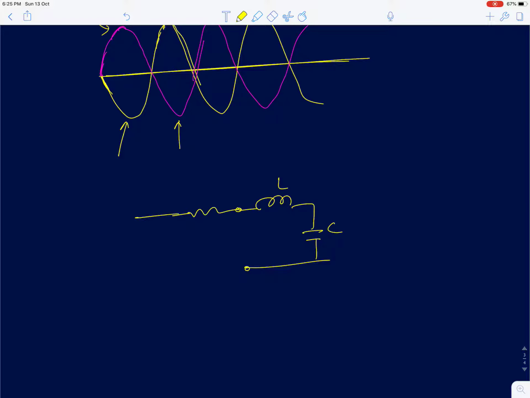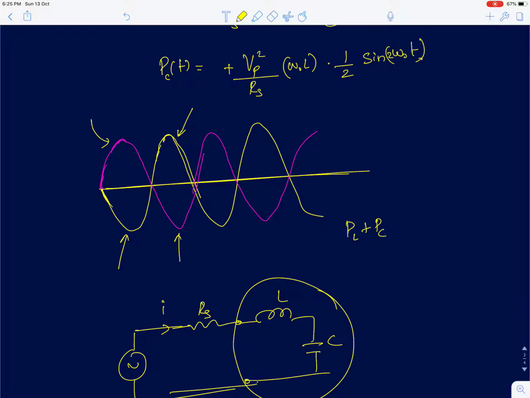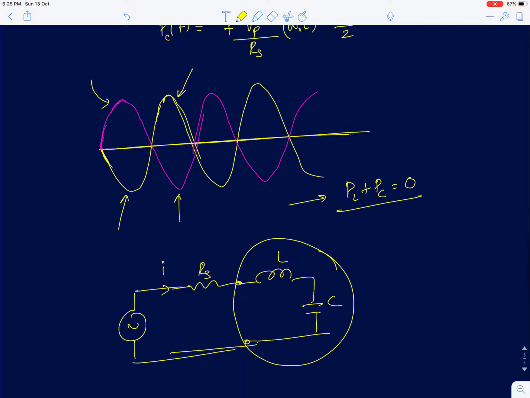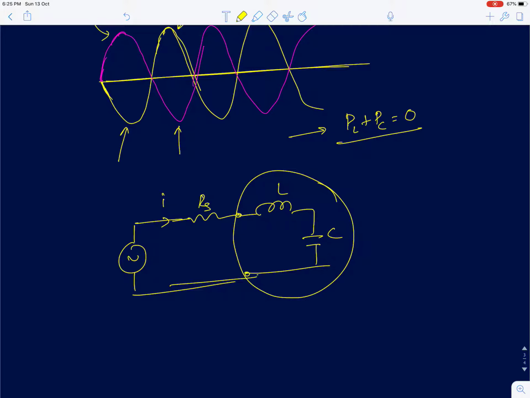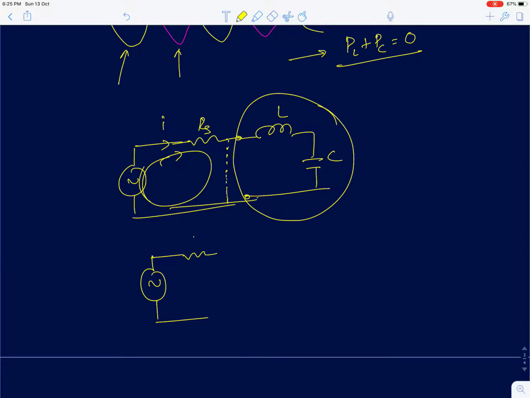As far as the voltage source is concerned, it doesn't have to deliver any power or absorb any power from these elements, because the sum of the two powers, PL plus PC, is simply equal to 0. The power dissipated across the capacitor plus inductor is always 0. So the voltage source just sees a short circuit, as though no current is being taken. If I replace the inductor and capacitor by a short circuit at the resonant frequency, these two circuits are equivalent.